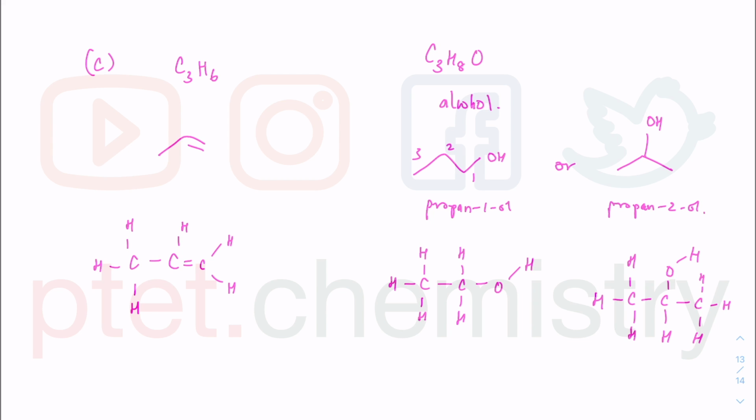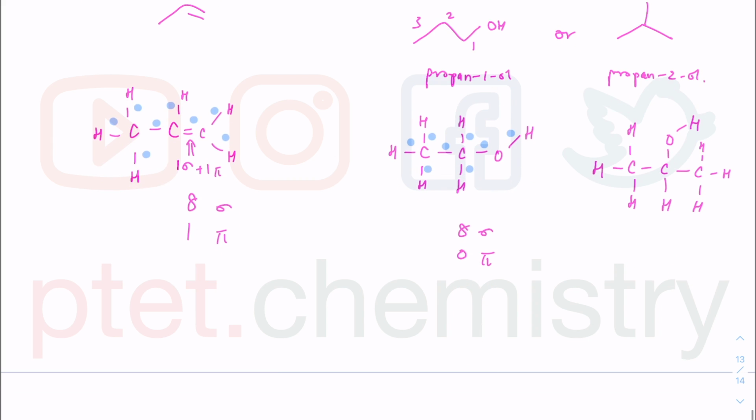Okay, so start by counting the sigma bonds. 1, 2, 3, 4, 5, 6, 7, 8. So there's 8 sigma, and there's 1 pi because you have a double bond there. 1 sigma plus 1 pi there. There is no pi bond here, so you just have 1, 2, 3, 4, 5, 6, 7, 8. So there's 8 sigma and 0 pi there. Okay, you could do the same thing here. You're going to get 8 sigma as well. 1, 2, 3, 4, 5, 6, 7.